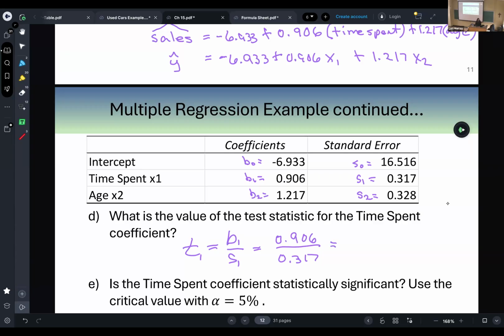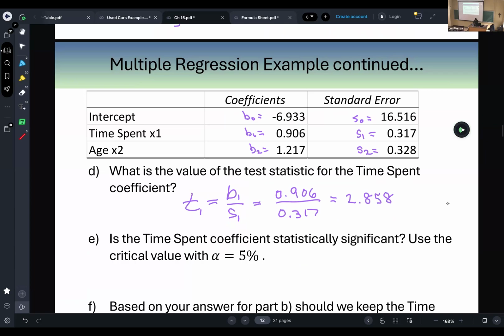Does anybody have a value for the T? Just need to find the value for the T. Yes, that's what I get. Perfect. Anybody get anything different? 2.858.